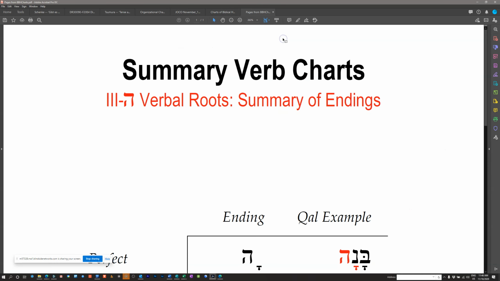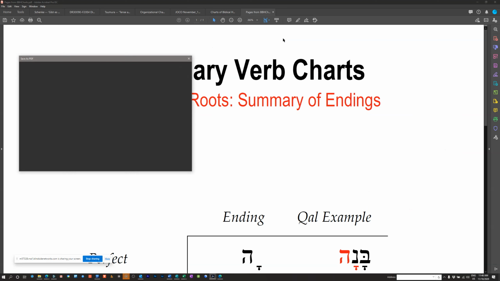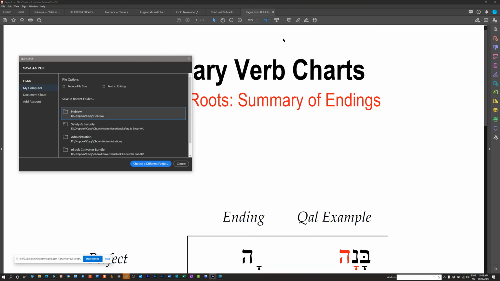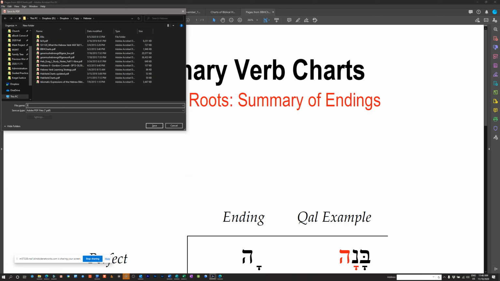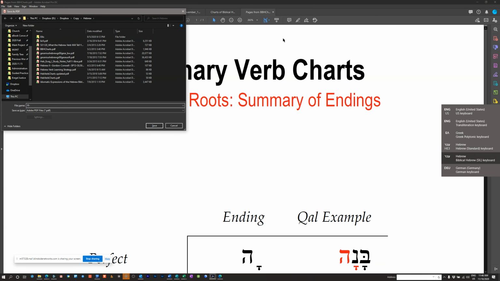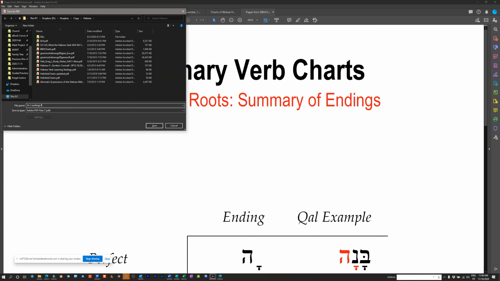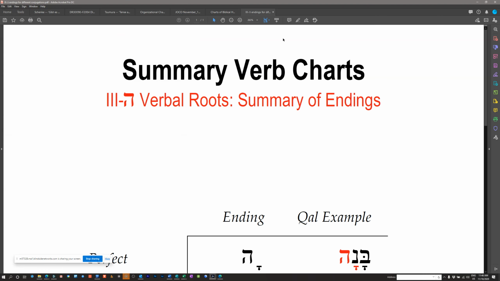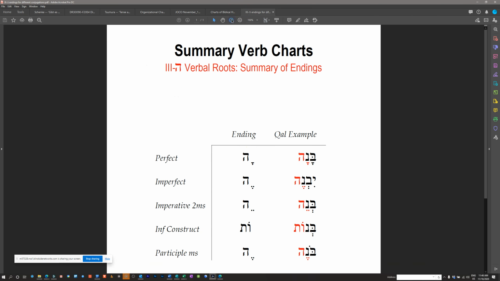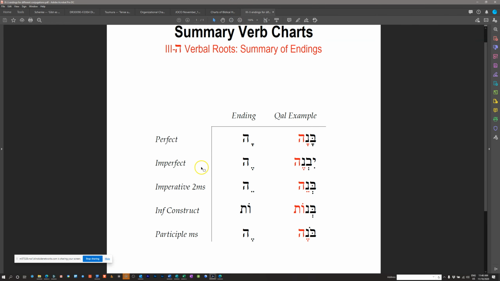I'm going to save this as third hey endings for different conjugations. All right, and that way we'll be able to find it next semester when we need it more. All right, so this is just something to be aware of.